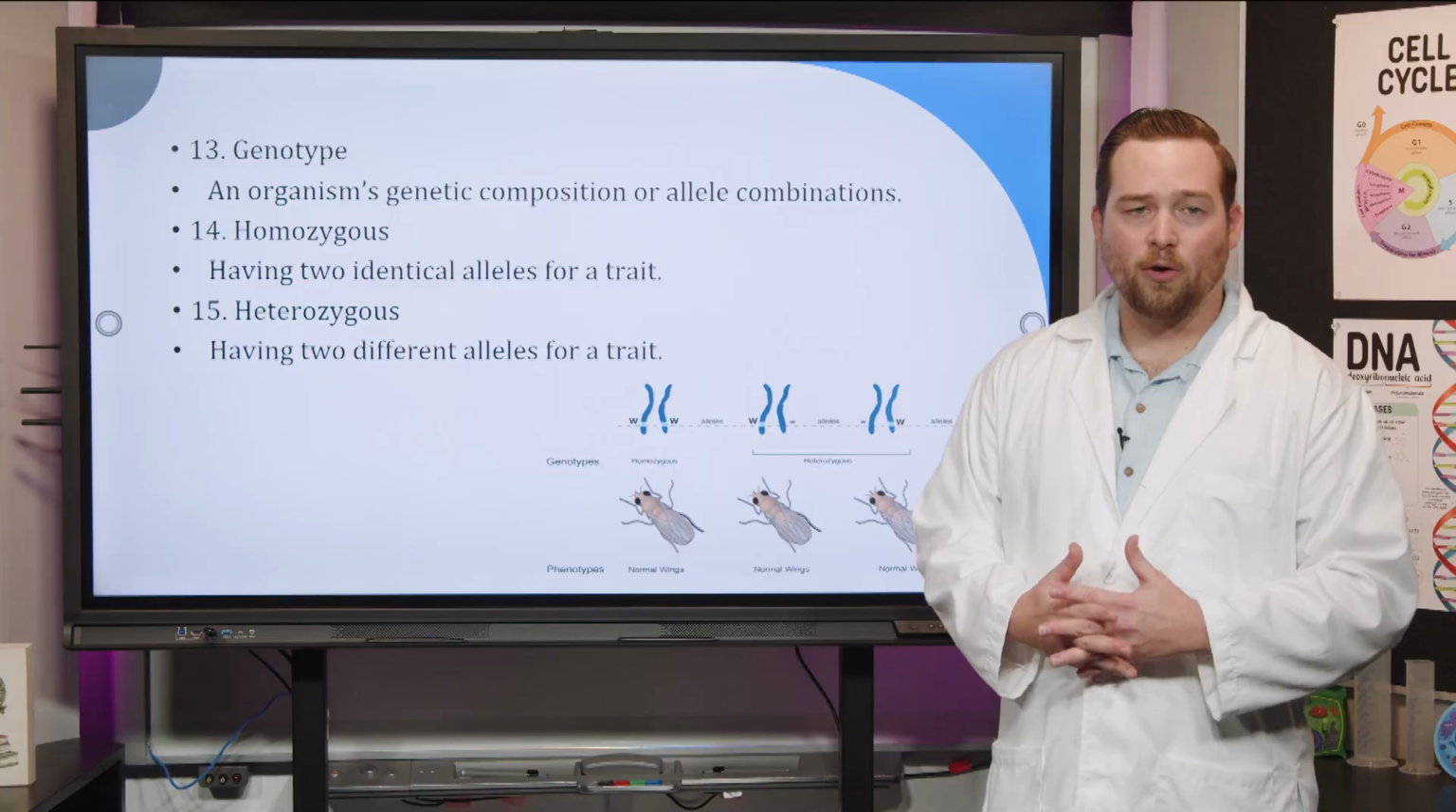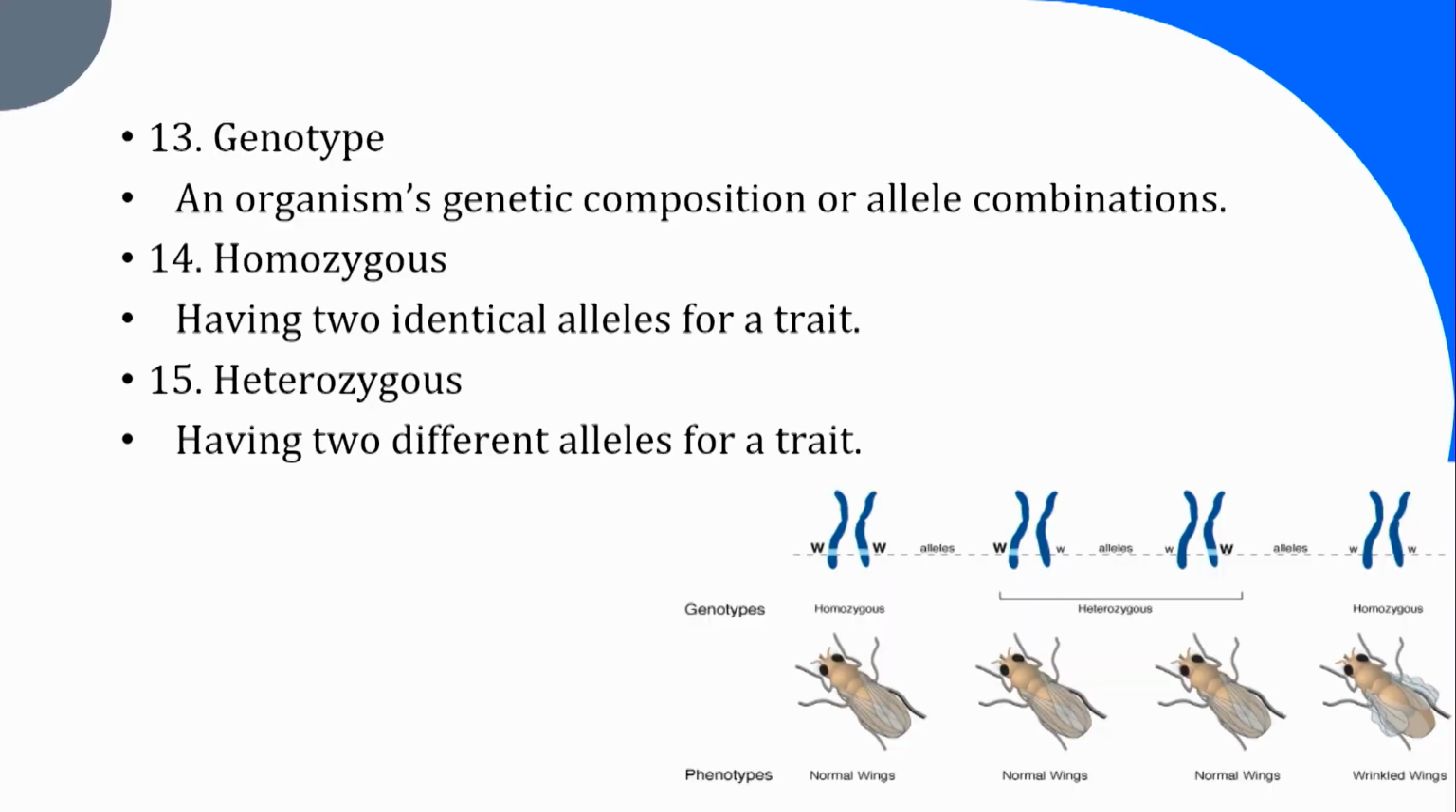Okay, let's keep it going. I've got 14 and 15 here. 14 is homozygous. Homozygous are individuals having 2 identical alleles for a trait. Okay, and we would usually say homozygous dominant for having 2 capital letters or homozygous recessive for having 2 lowercase letters. Okay, 15 is heterozygous. Heterozygous means having 2 different alleles for a trait. So you might have 1 capital and 1 lowercase letter.